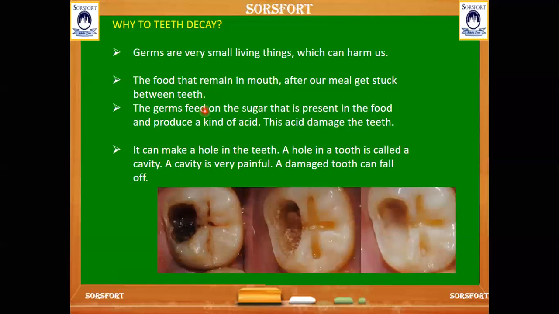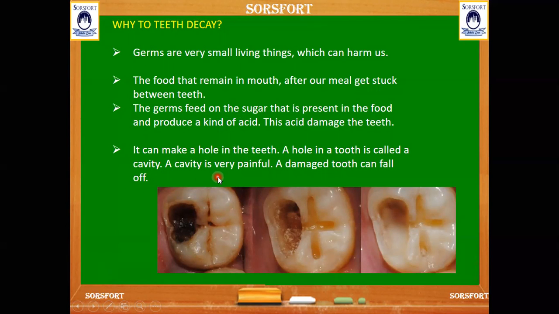The germs feed on the sugar that is present in the food and produce a kind of acid which is harmful for our teeth, and this acid damages the teeth and makes a hole in a tooth. That hole we call a cavity. What is a cavity? The hole on a tooth which we get from the acid that is produced by the germs is called a cavity.